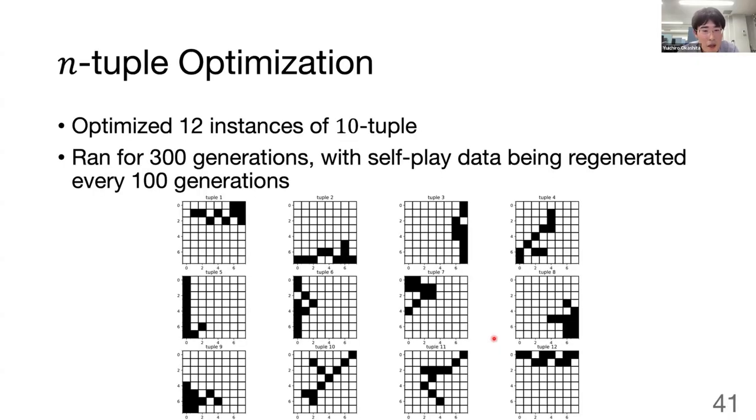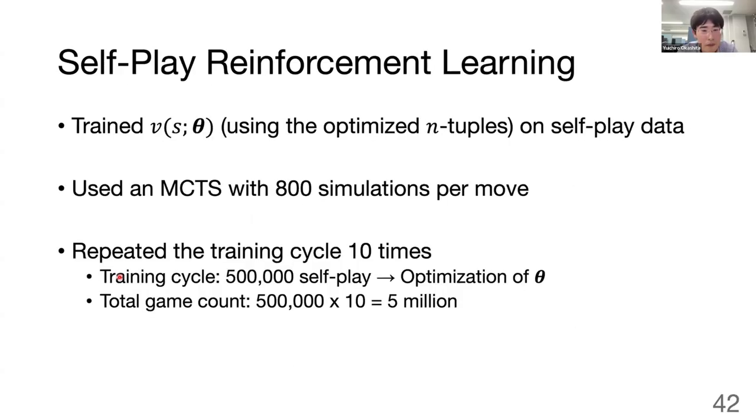In our experiment, we optimized 12 instances of 10 tuples. The process was run for 300 generations. Here are the final n tuples our method discovered. As you can see, they are concentrated around the corners and edges. These areas are known to be strategically important in Othello.